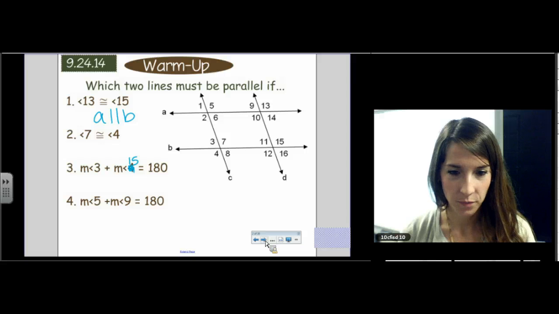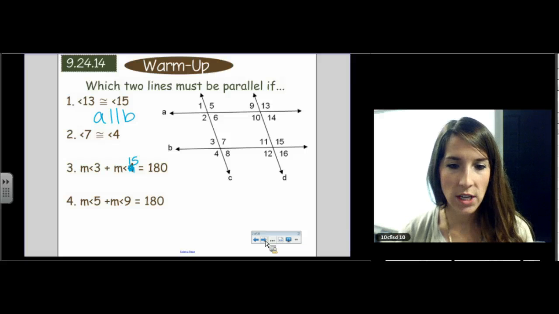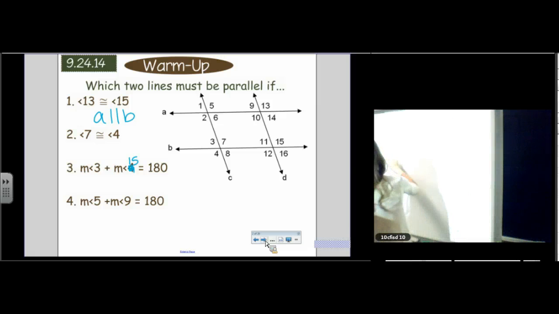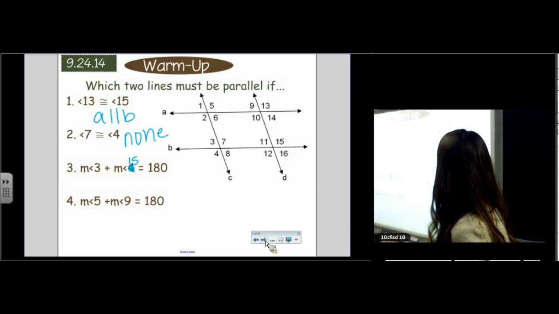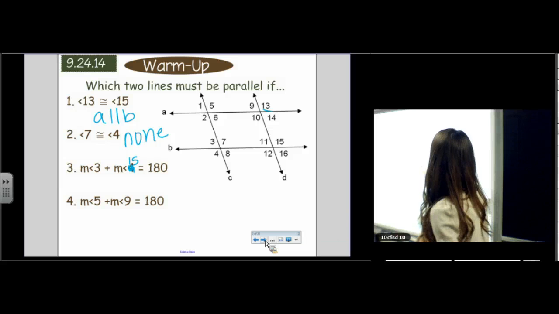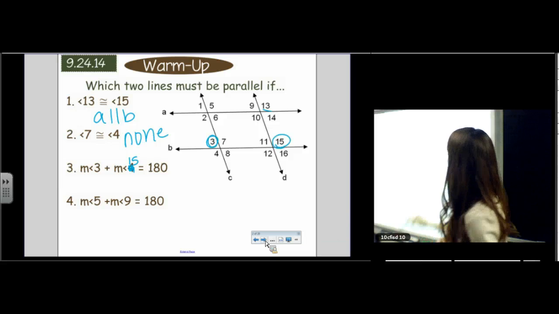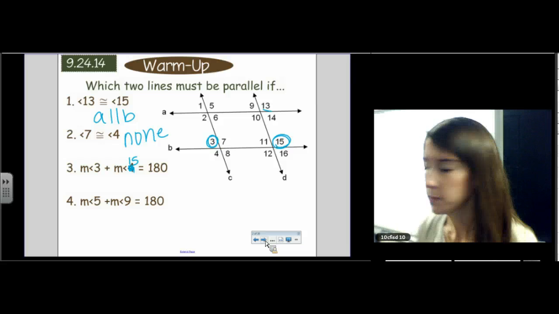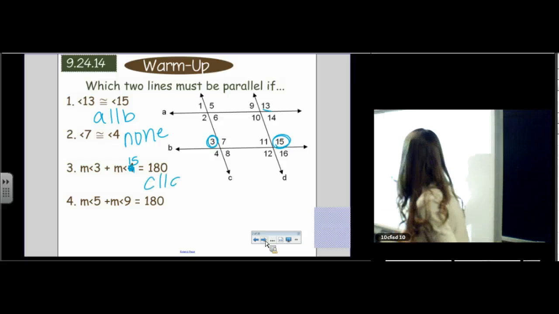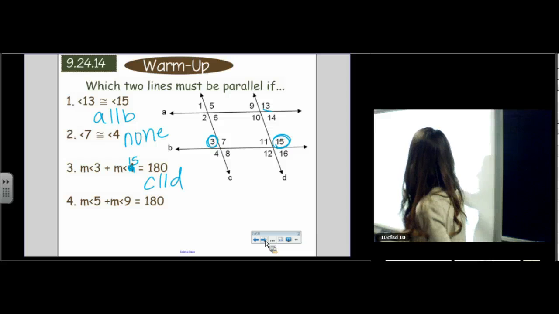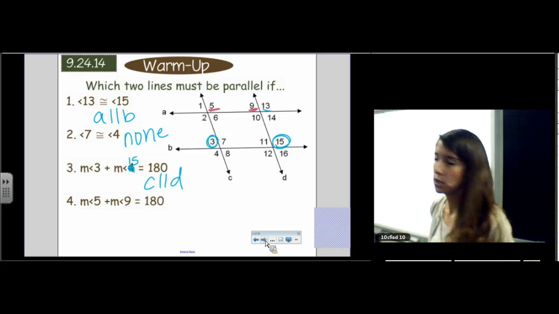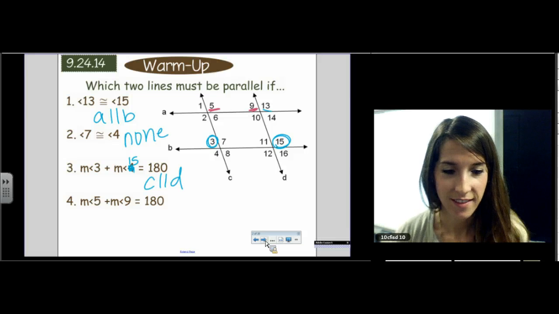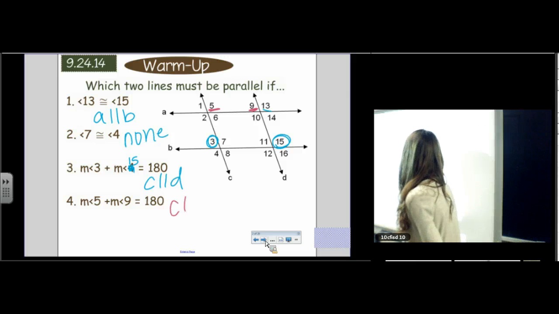What did y'all get for number 2? If 7 is congruent to 4, which two lines must be parallel? Good, I did not trick y'all. None, and I'll talk about it in a minute. If 3 is supplementary with 15, which two lines must be parallel? And finally, if 5 and 9 are supplementary, which two lines must be parallel? Also, C parallel to D.